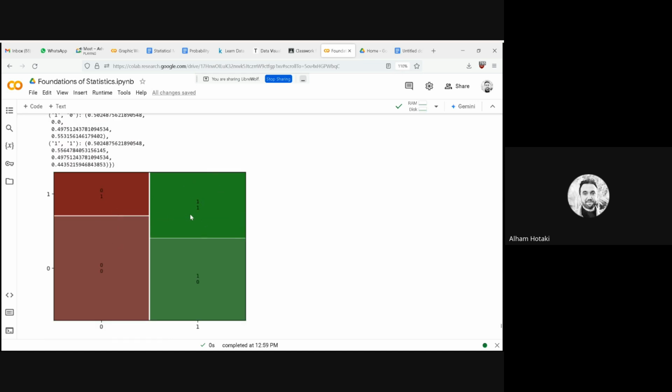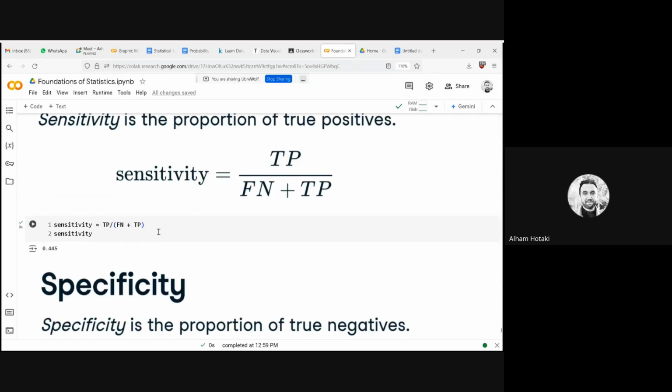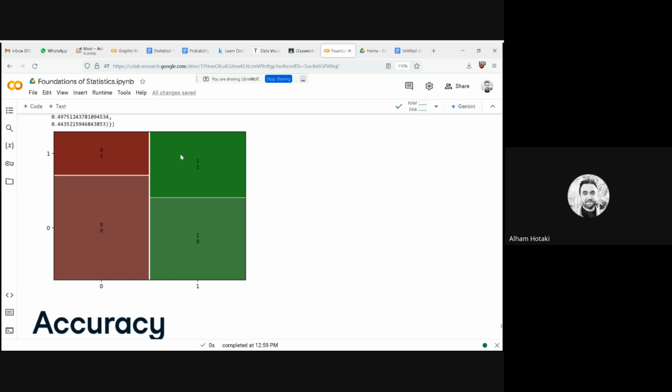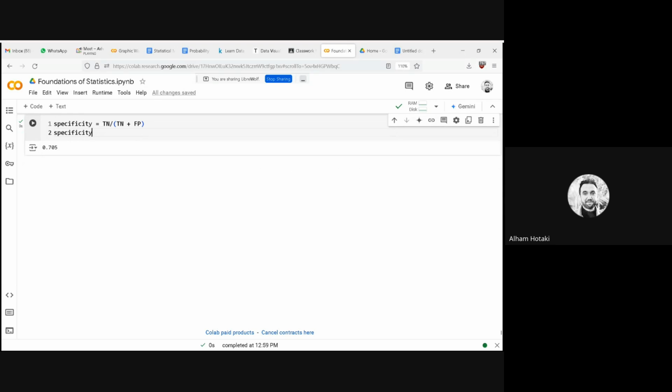While this is the true positives, yeah. The model is not good in true positives. See, in this square, which is 1, 1, the model is actually 44% accurate, and here it's 70% accurate. So this is 44%, and this is 70%. These are the names of these different measures, sensitivity and specificity.